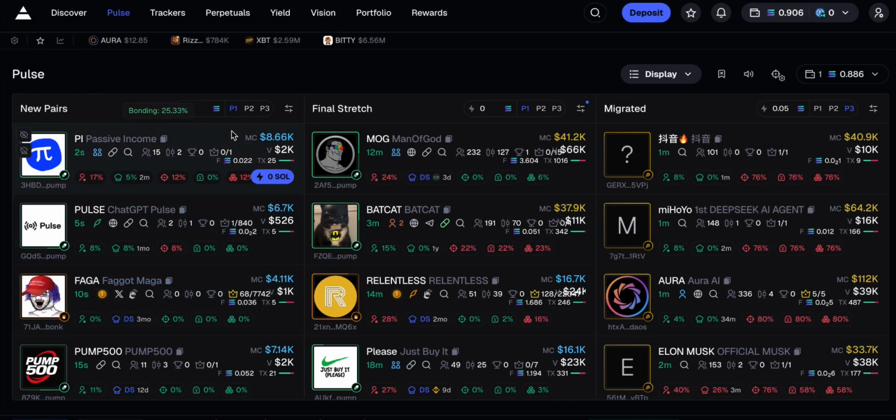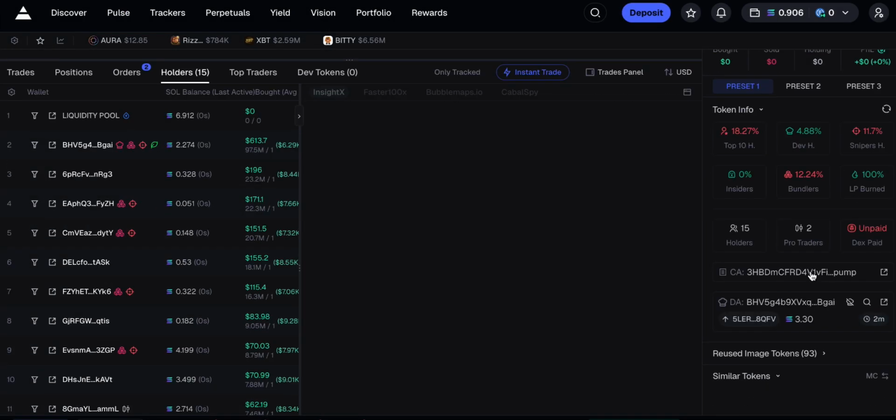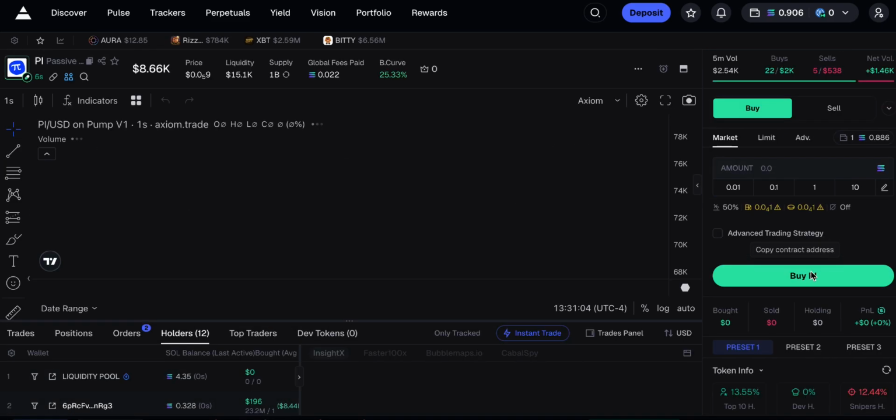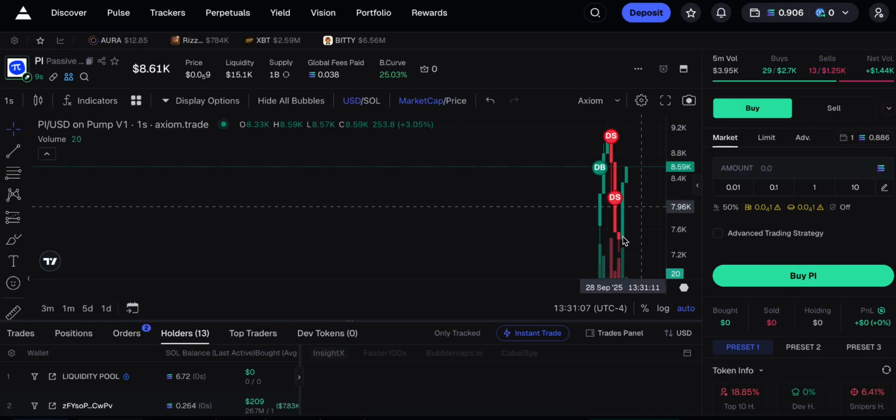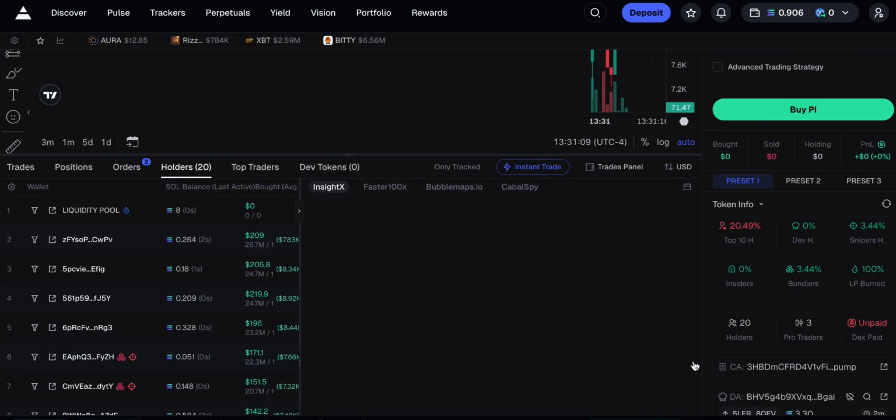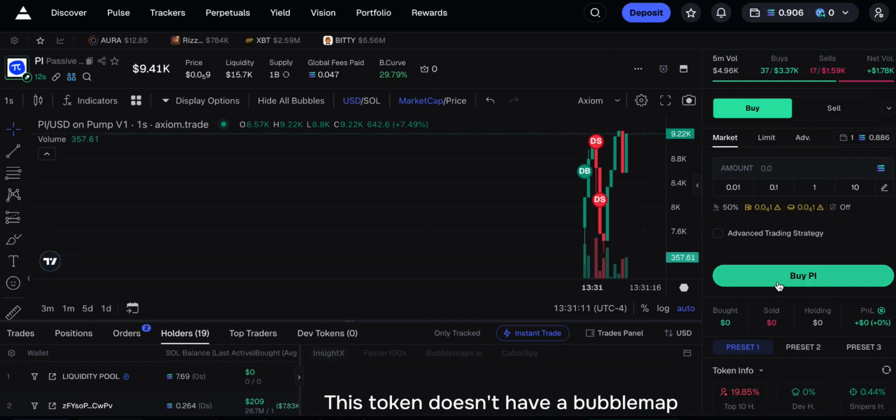I don't see too many, like this coin right here. This coin isn't that bundled, but it also just came out, so it's problematic. It's at 8.6K market cap. Oh shoot, never mind. The bundle just sold.